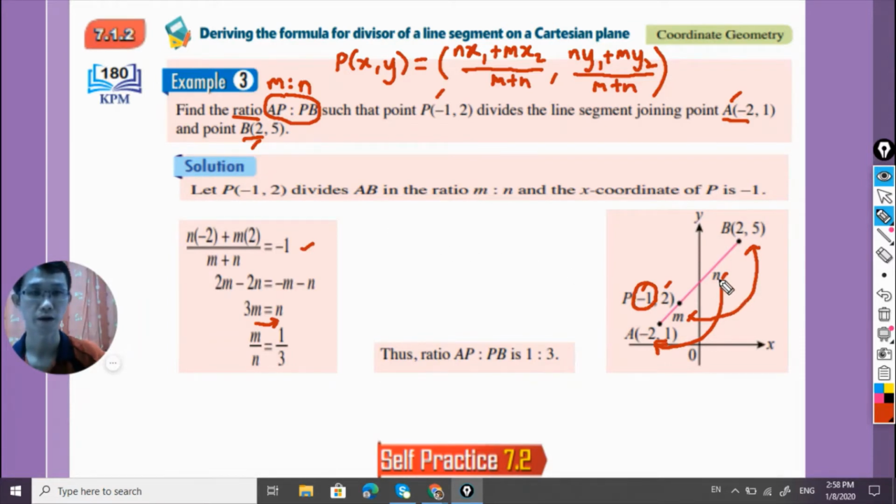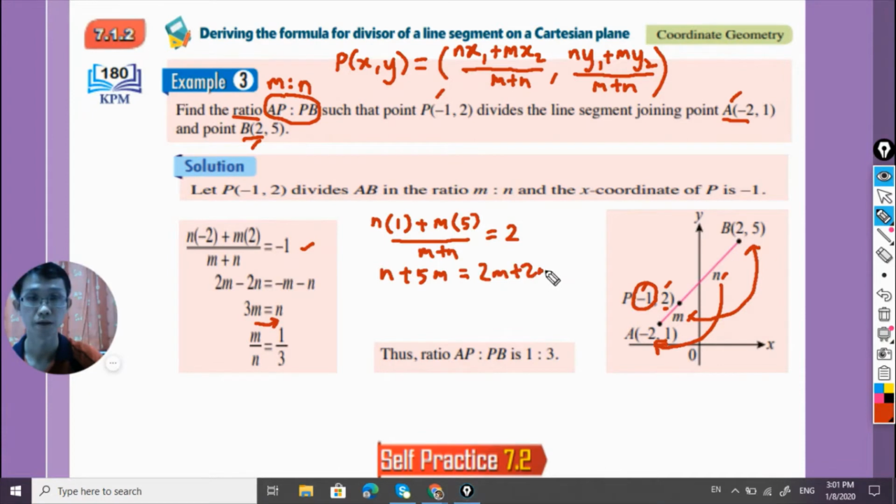First of all, n multiplied with y1, which is 1, plus m multiplied with y2, which is 5, over m plus n, equal to the coordinate y of P, which is 2. After that we move m plus n over, so we get, after simplifying, n plus 5m equal to 2m plus 2n.